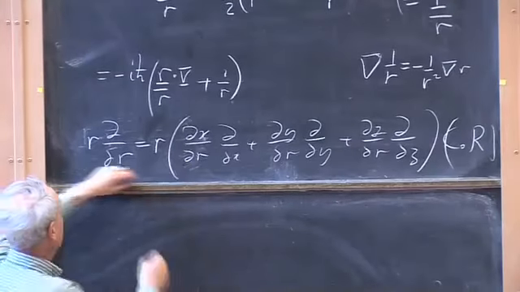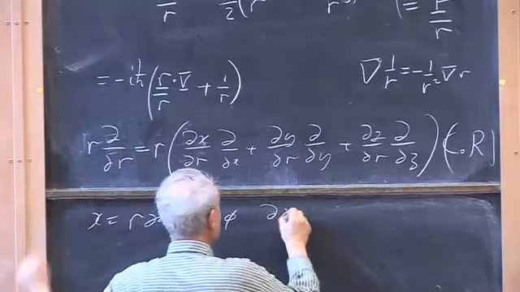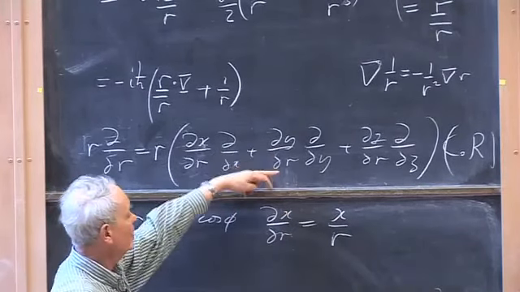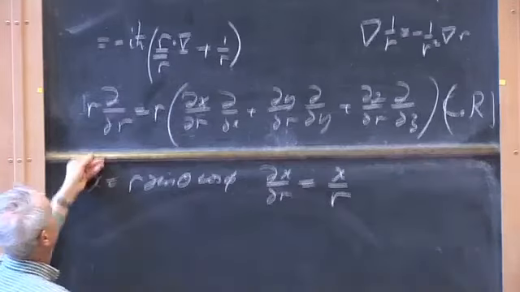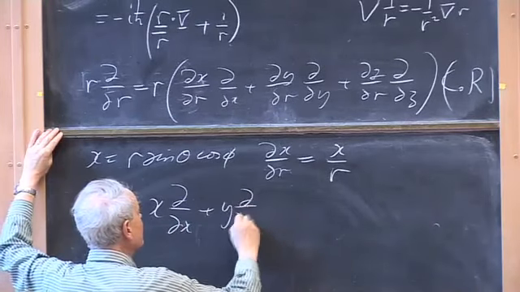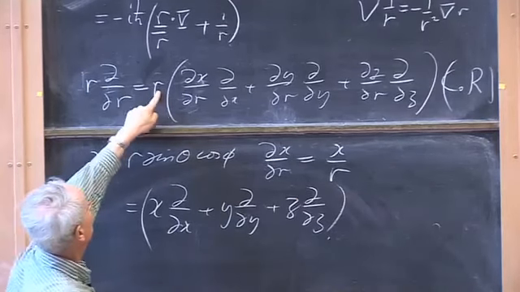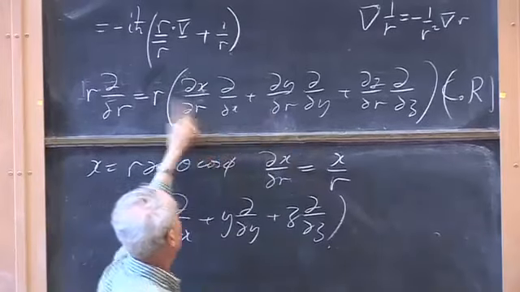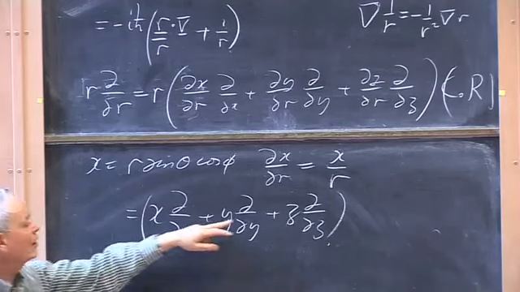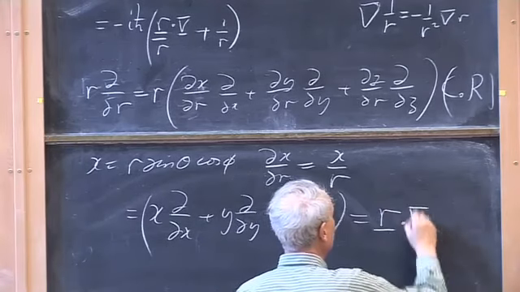But what is dx by dr? You know, x is equal to r sine theta cos phi. So dx by dr is equal to x over r. And for the same reason, dy by dr is equal to y over r, and so on and so forth. So this is equal to x d by dx plus y d by dy plus z d by dz, because this is x over r, but this r cancels the r on the bottom. Y over r cancels what's on the bottom. And what's this? This is a vector product of x, y, z with nabla, d by dx, d by dy, d by dz. In other words, this is the animal that we're interested in, r dot grad.